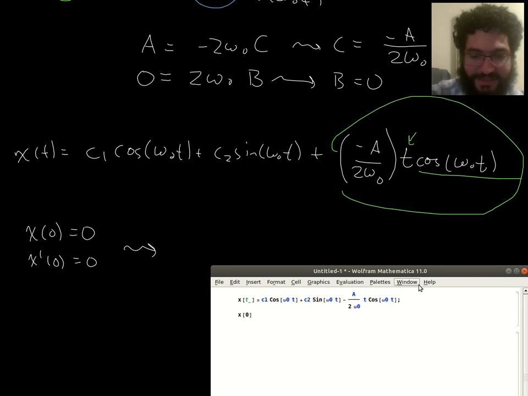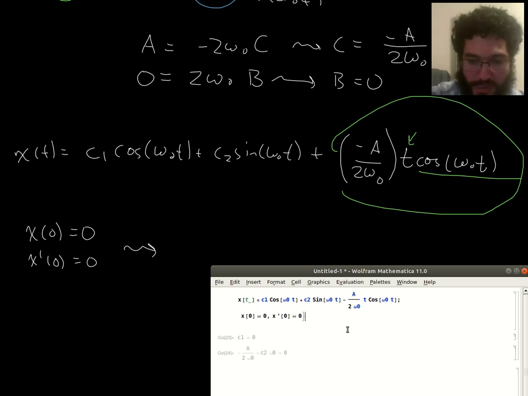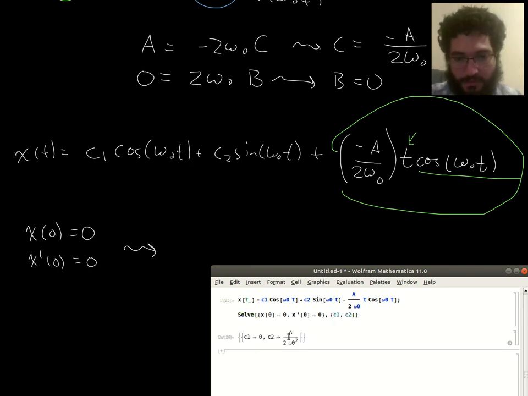that I can evaluate x of 0. Well, that's C1. Okay, big surprise. But I'm also interested in evaluating x prime of 0. And I want to set both of those equal to 0. That's the initial conditions I'm interested in. So there's these two. Then what I'm going to do actually is put these in a list and solve this system for C1, C2. Okay, so C1 is 0, C2 is this, a over 2 omega naught squared.